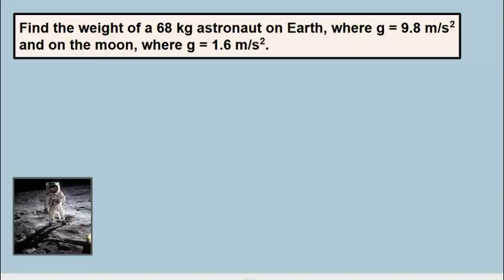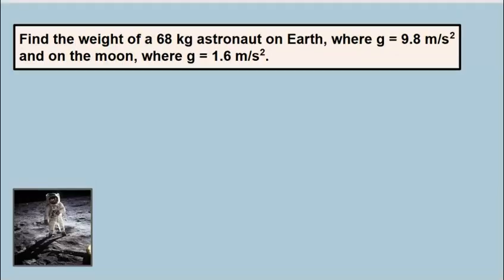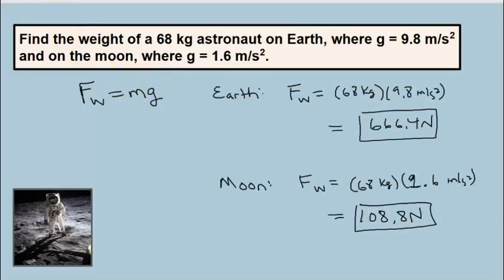All right, almost done. Now we're just going to do a quick calculation. We want to find the weight of a 68 kilogram astronaut on Earth, where you have one value for g, and then on the moon, where you have a different value for g. So we're going to use the formula for weight. So you do the calculations on your own and type in the numbers you get, and we'll check our work in a second. All right, I hope you got that right.